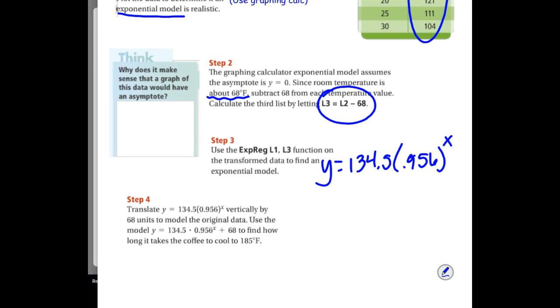Now, our data, we moved down 68 degrees to come up with this curve. We now have to move it back up 68. So we are going to use this version. We found the right curve, and I can show you on the calculator here.